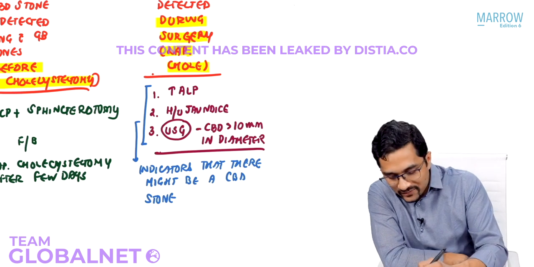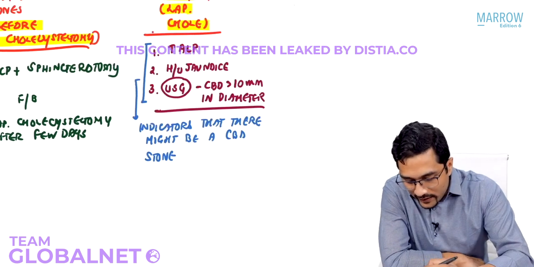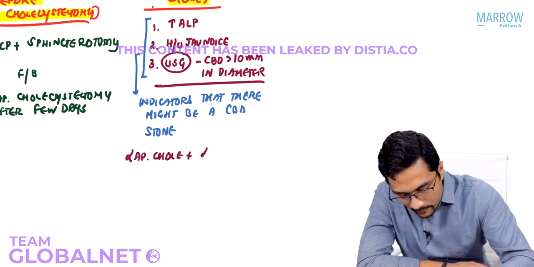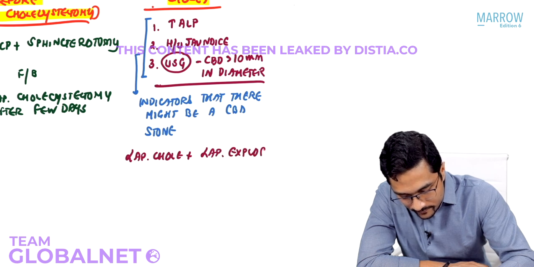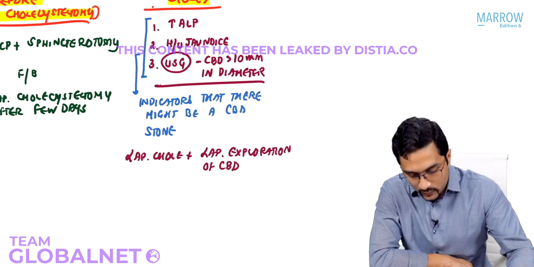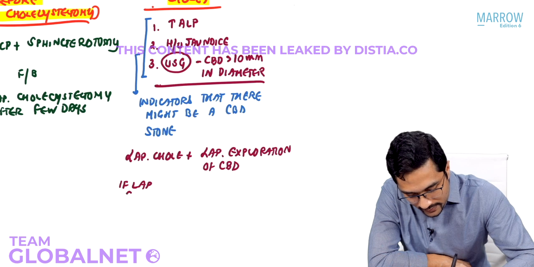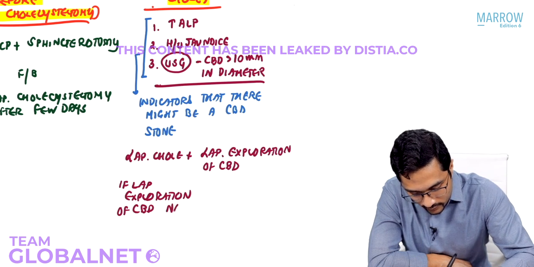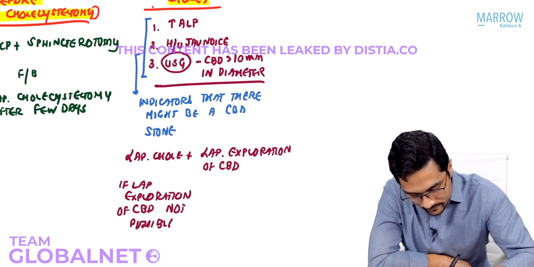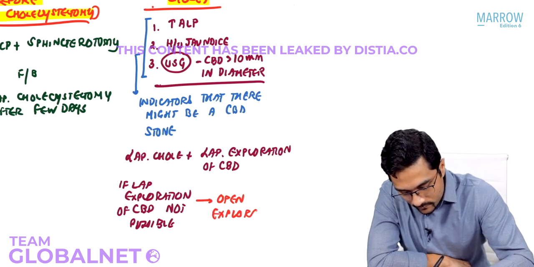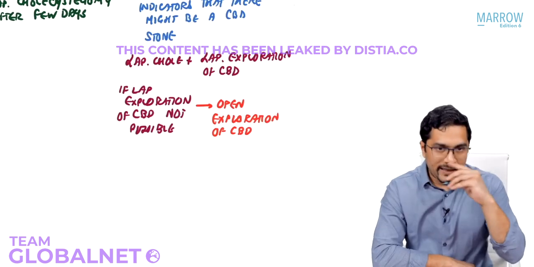Now how do we manage this stone? If the stone is detected during surgery, we carry out laparoscopic cholecystectomy. We do lap chole, plus we do lap exploration of CBD and we remove the stones. If lap exploration of CBD is not possible, then we carry out open exploration of CBD.